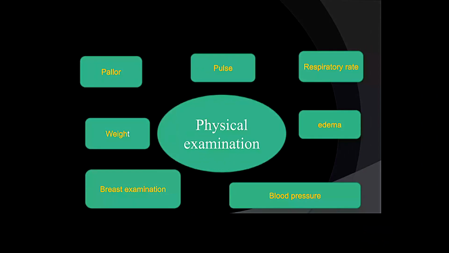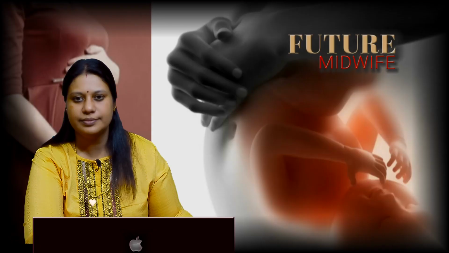During physical examination, the obstetrical nurse has to check the pulse, then respiration, then any edema in the legs, then blood pressure monitoring. Weight monitoring is also very important, and she has to check for any pallor as a sign of anemia, and she can go for breast examination also. These are the physical examinations the obstetrical nurse needs to check during each visit.